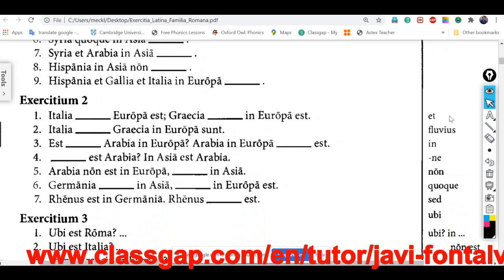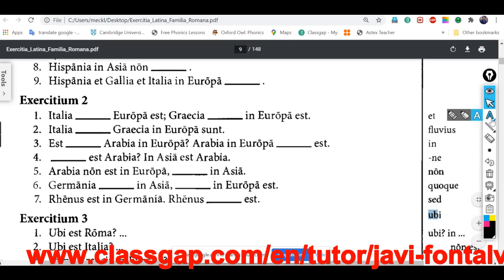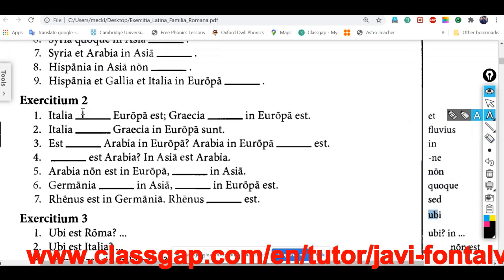So now you're gonna have more words. You're gonna have et, fluvius, in, and this is a particle, né? Non, quoque, sed, ubi. So you have to choose one of these, okay? So, Lily, here. Italia in Europa est, Graecia, Grecia, non. Okay, I think about it. Quoque, quoque.